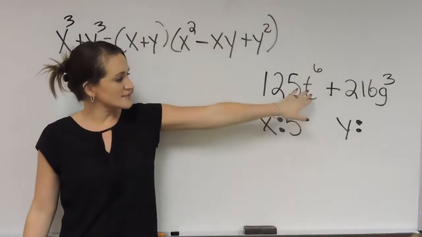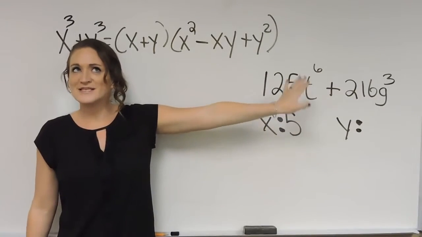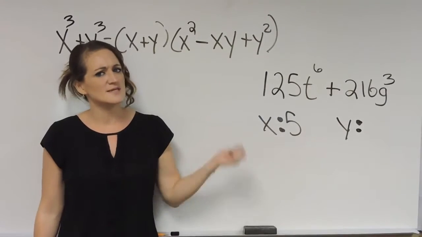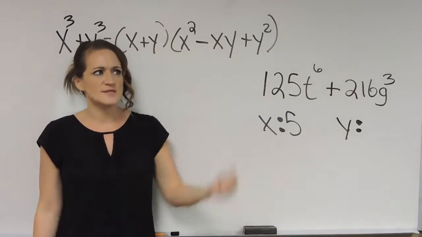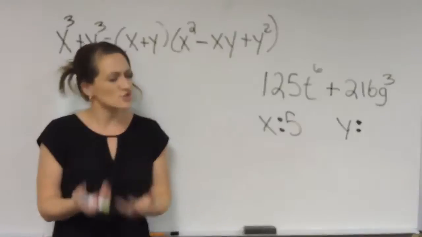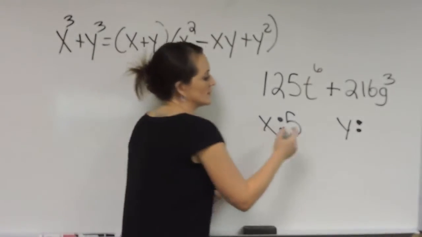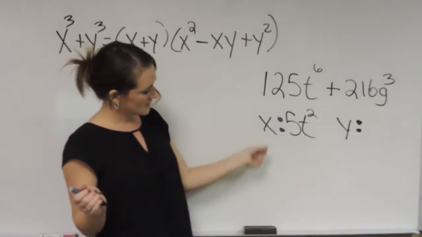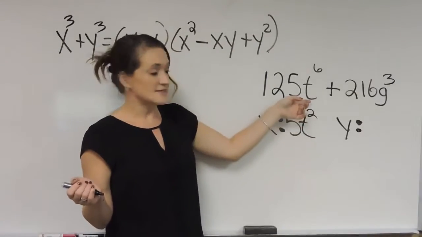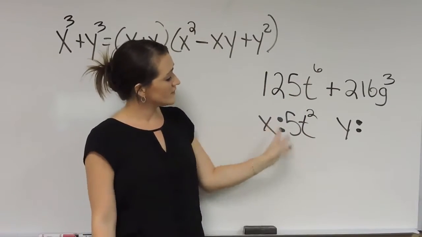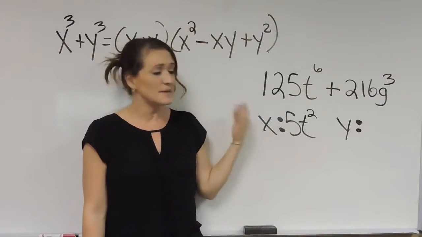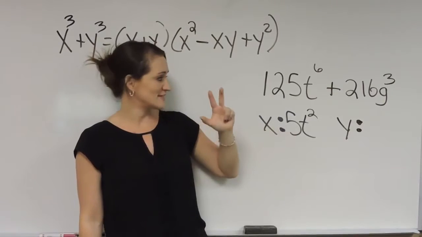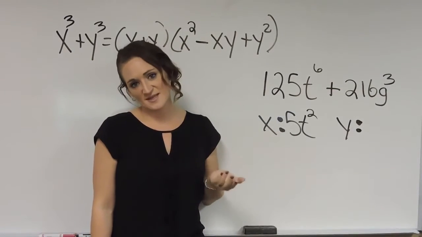But then we need to look at the t to the 6 and think, well, what times what times what is t to the 6? Is it t times t times t, t squared times t squared times t squared, and so on. Now, for this one here, it actually is the t squared, right? T squared times t squared times t squared is t to the 6, right? So 5t squared is going to be my x, since if I multiply it by itself 3 times, it gives me 125t to the 6.